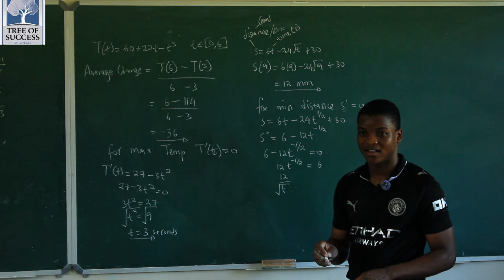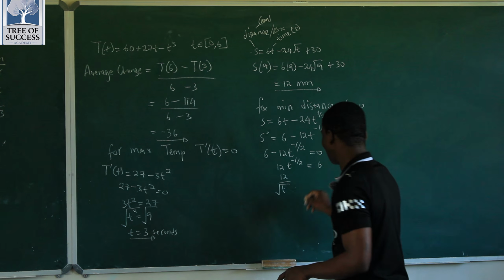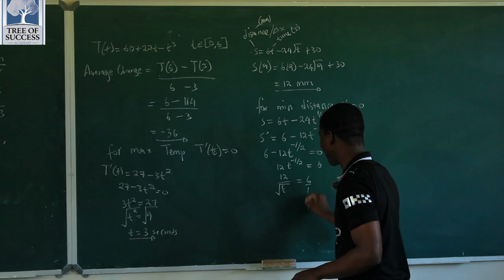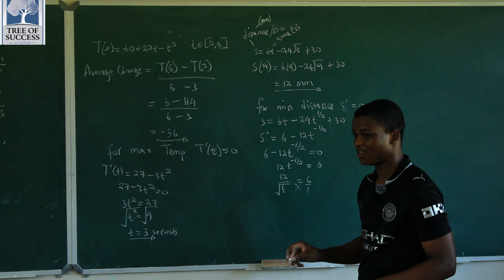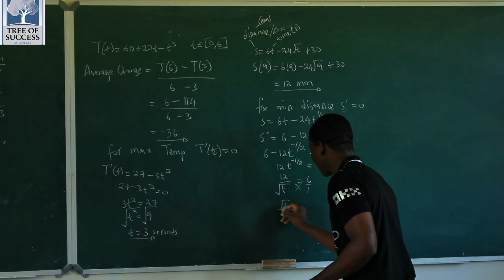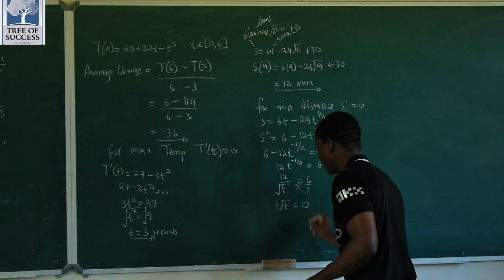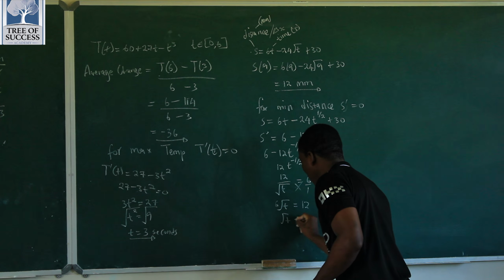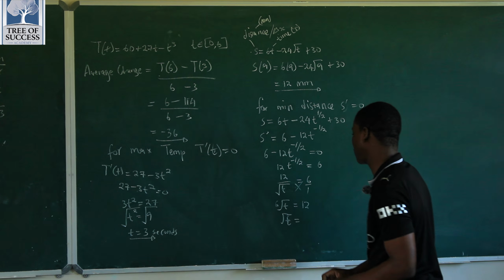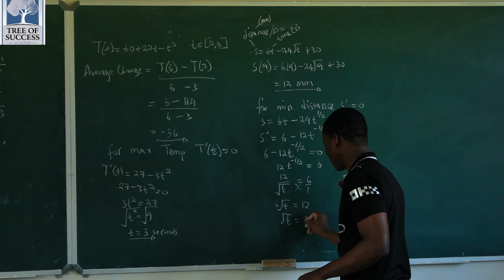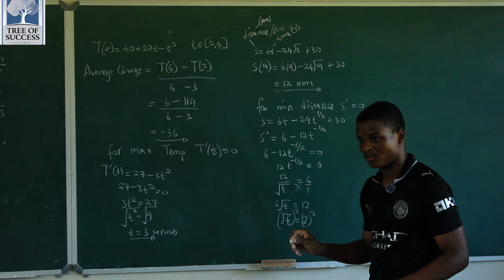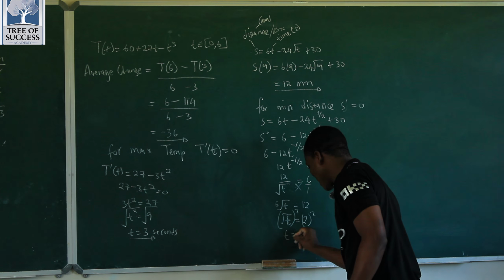Right? Don't be confused. And then this equals 6, right? From here we can just cross multiply. This will be 6 times square root of t equals 12. Square root of t equals what? What is 12 over 6? It's 2. Then you can square both sides to solve for t, right? And then t equals 4.